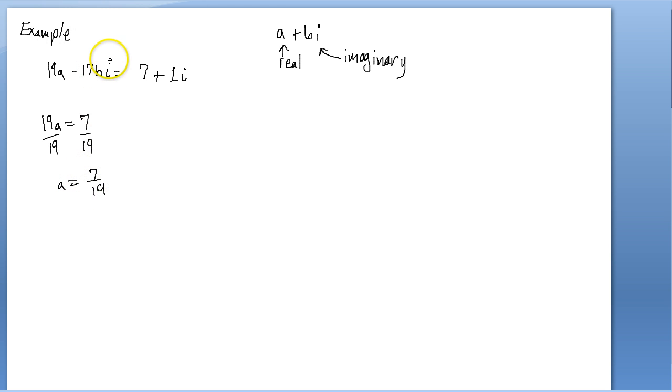For b, we just take the imaginary portion. So if these two expressions are equal to each other, then their imaginary portions have to be equal to each other. So negative 17b equals 1. So then we divide both sides by negative 17, and we get b equals negative 1 over 17. So this was just a basic example. So now we'll go over those other two problems.